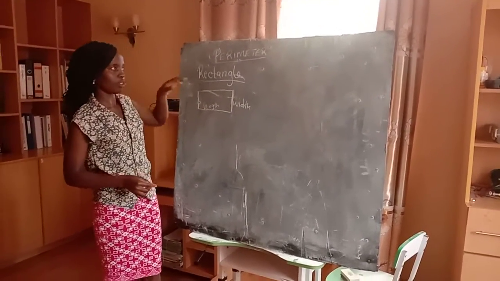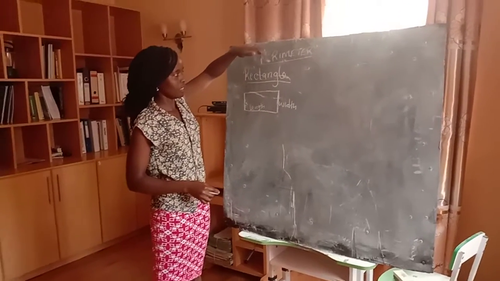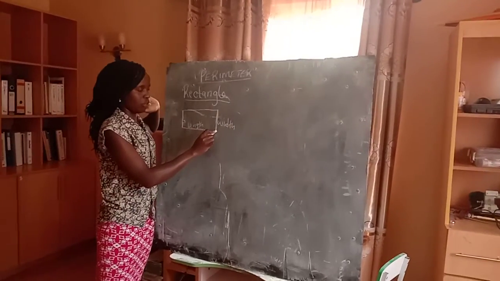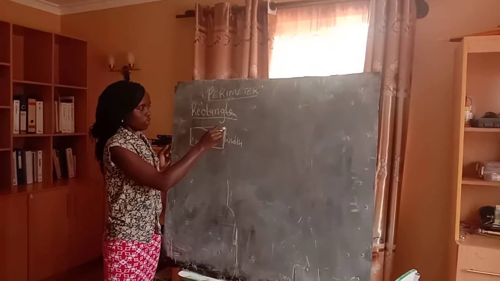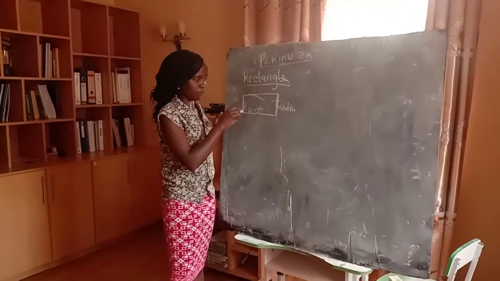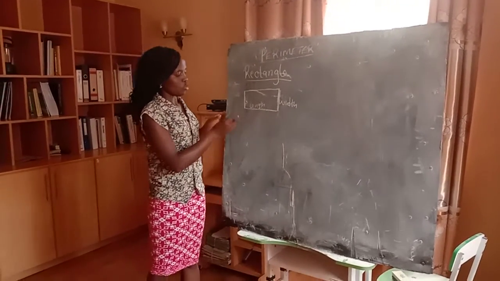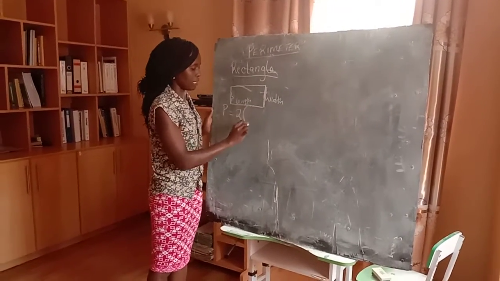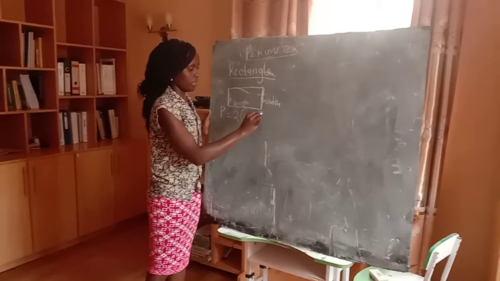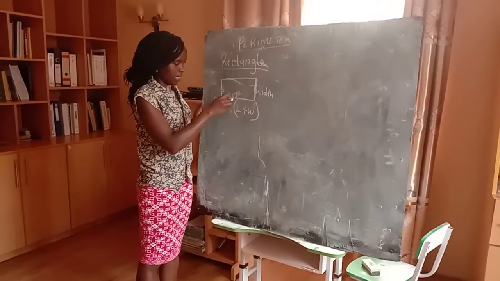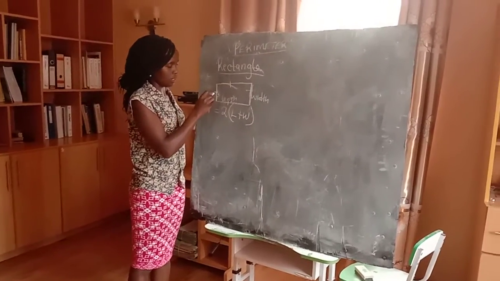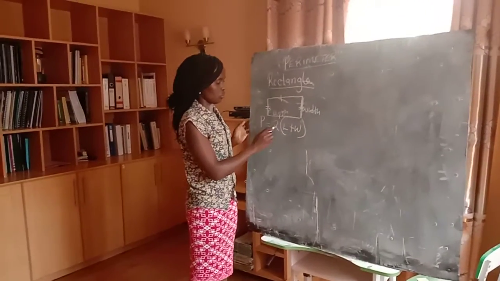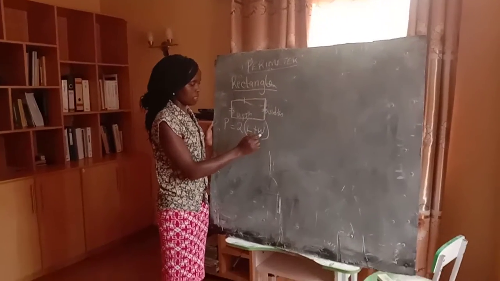So if I'm trying to get perimeter, remember perimeter is the distance around a figure. So it means that you get the length, you add the length, you add the width, you add the length again, and then you add the width. So to get the perimeter of a rectangle, we use the formula 2 bracket length plus width. This side is equal to this side and this side is equal to the other side. So to get the perimeter using the formula, it is 2 bracket L plus W.